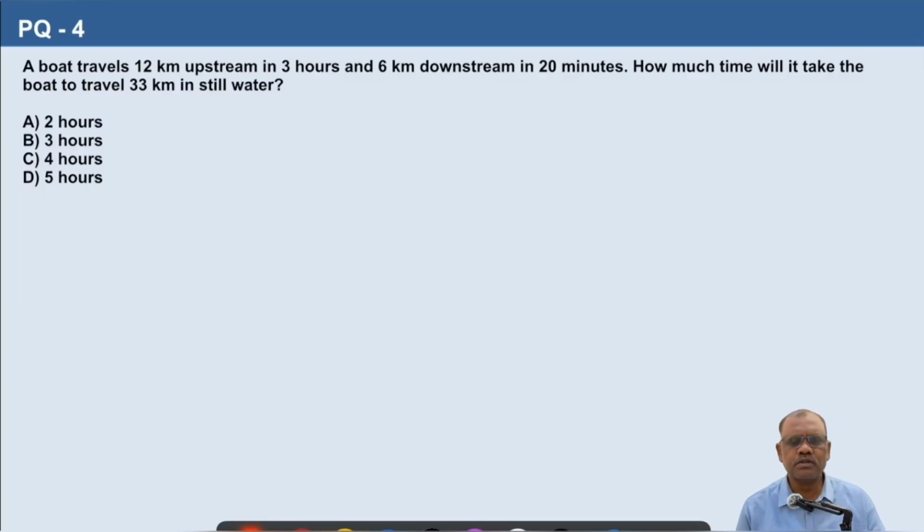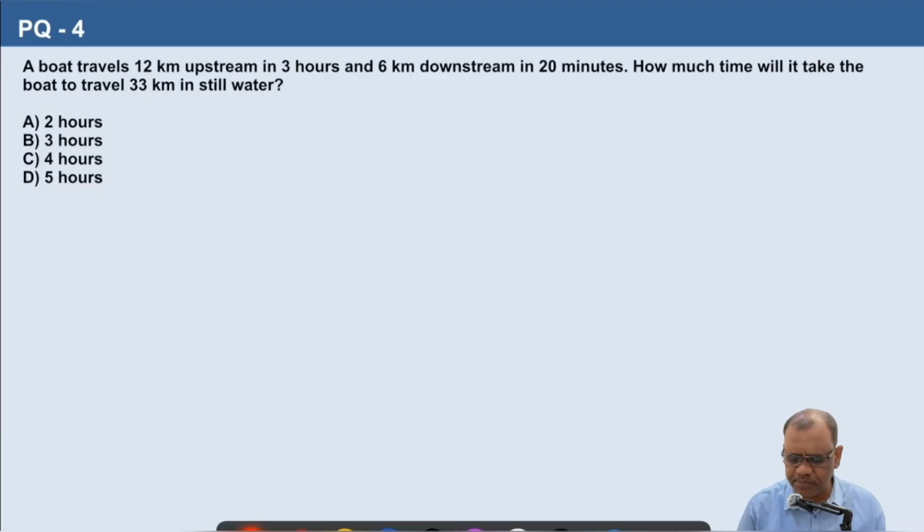Question number 4. A boat travels 12 kilometers upstream in 3 hours and 6 kilometers downstream in 20 minutes. How much time will it take for the boat to travel 33 kilometers in still water? Same procedure. We have to find out both the speeds, upstream speed and downstream speed. So only here minutes are given. We have to be careful here.